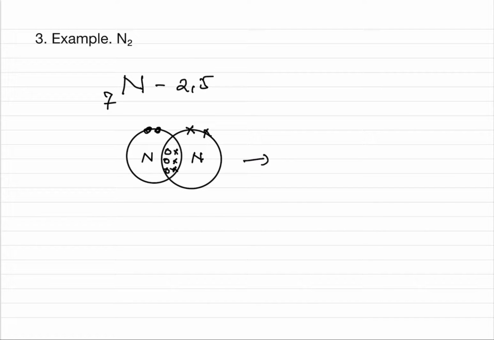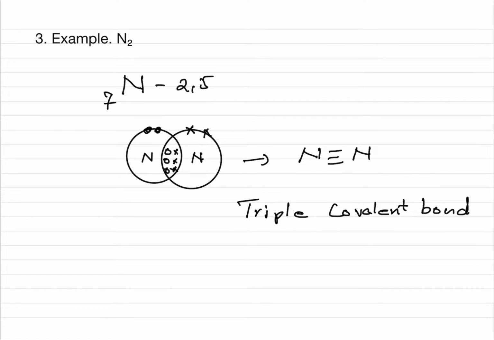We can also show it by writing N, then a triple stroke for triple bond, and this is how it looks. So we can write down triple covalent bond. And how did this triple covalent bond take place? It took place by sharing of 3 pairs of electrons.